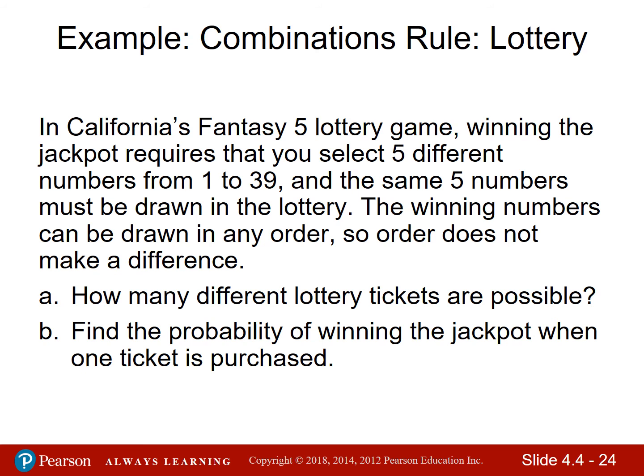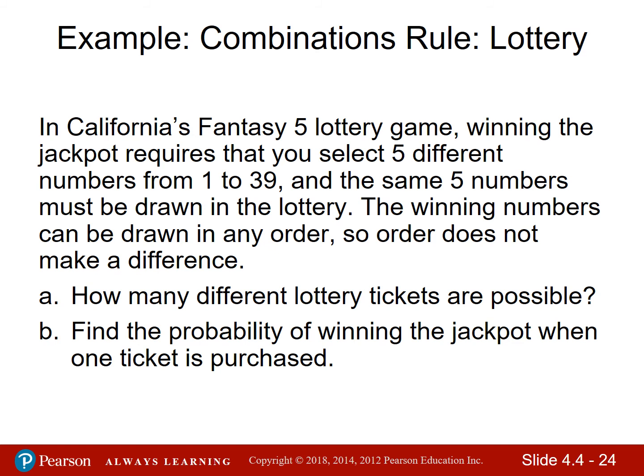The question is, how many different lottery tickets are possible, right? That's why it is hard to win lotteries. So you are selecting 5 numbers from between 1 and 39. The 5 numbers could be 1, 2, 3, 4, 5, which is almost impossible, or 2, 3, 1, 5, or 1, 6, 7, 8, 9, and so on. 5 numbers.